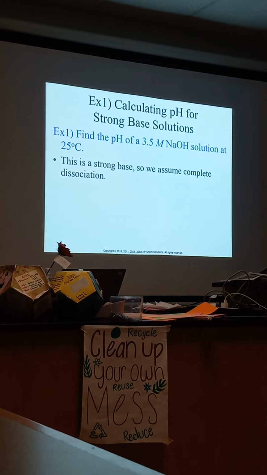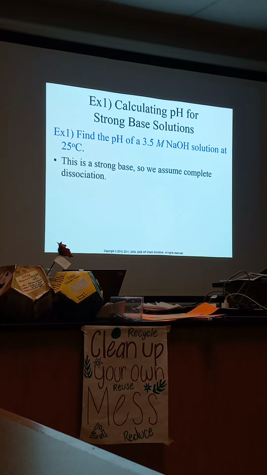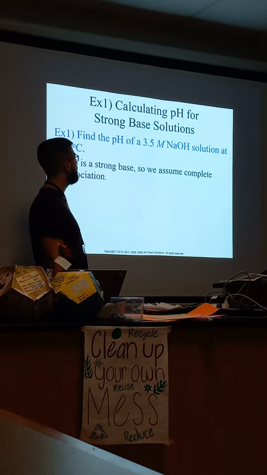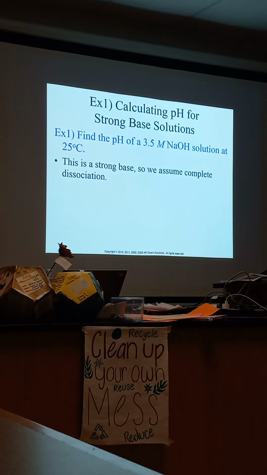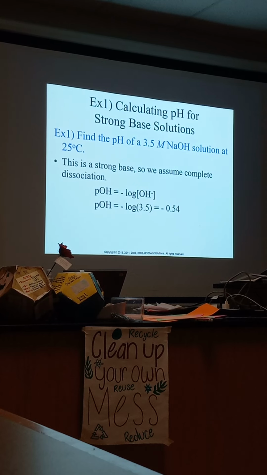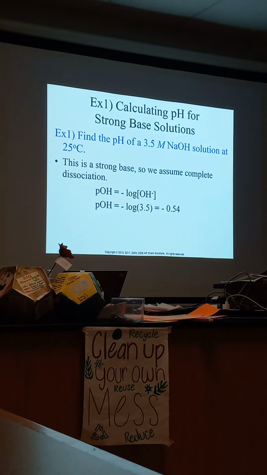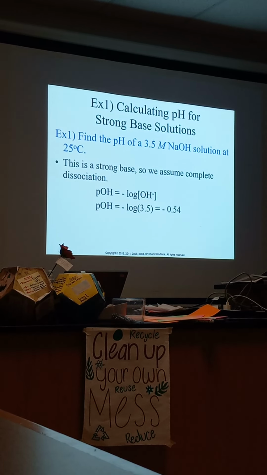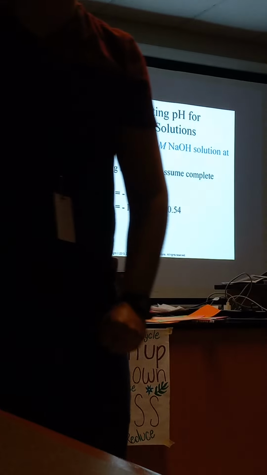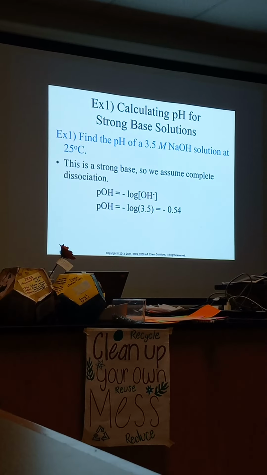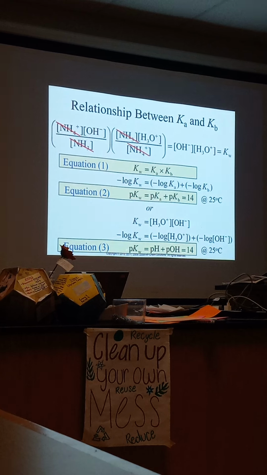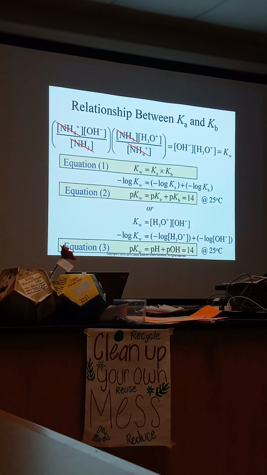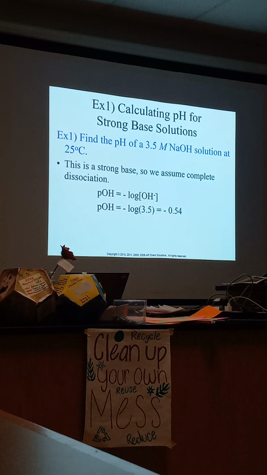All right. So guys, find the pH of a 3.5 molar NaOH solution at 25 Celsius. So guys, NaOH is a strong base. So we're gonna assume complete dissociation. So all we gotta do is pOH equals negative 0.54, except for one problem. Guys, is pOH pH? No. But did we just learn something special here? Yeah. You can add them together, they add to 14. Wait, does that make sense? Because 14 is the pH scale.